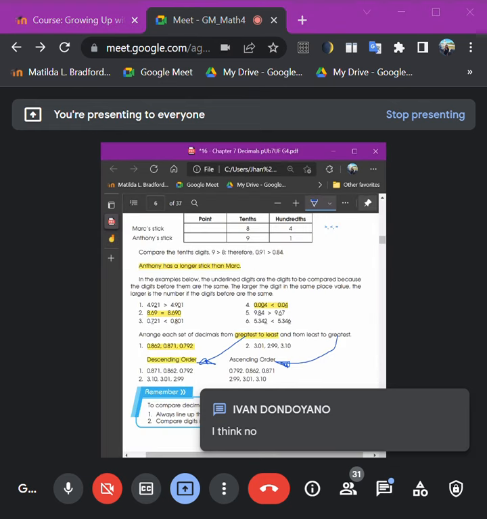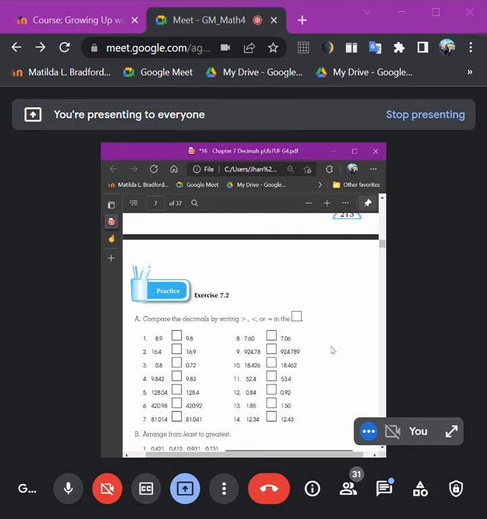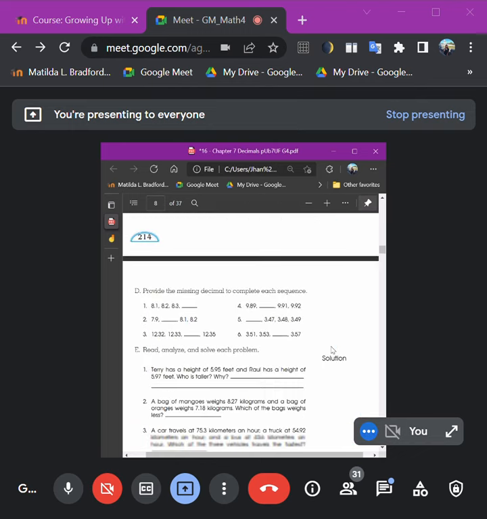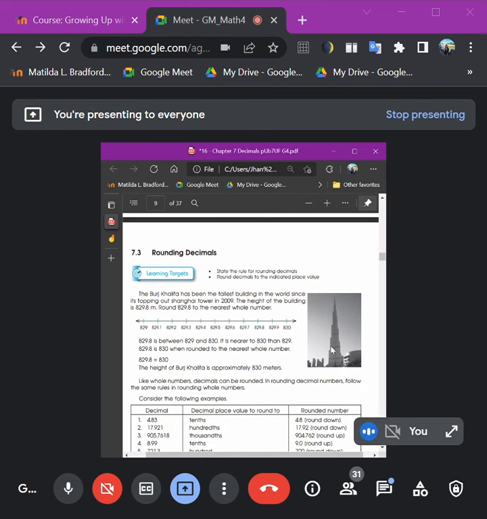To compare decimals, follow the following steps. Always line up the decimal points. Compare digits in the same places, starting from the left. Okay, starting from the left. So now class is we're going to proceed with our rounding decimals. Okay, so we are going to round or rounding off our decimals.